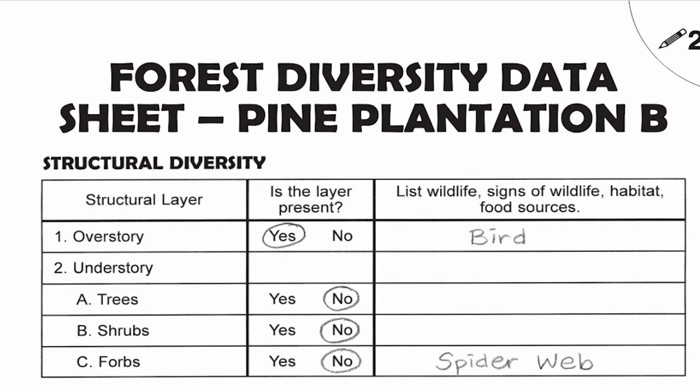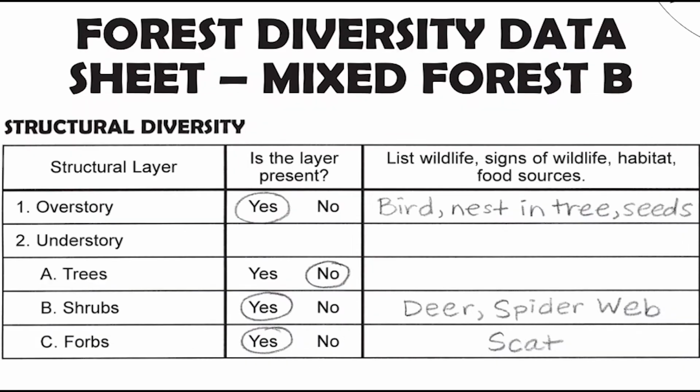The structural diversity data are grouped by the forest layers. First note whether each layer is present, and then explore and record what is observed. Here's the sample pine plantation data from the leaf guide. In this case, there were only 2 observations. Notice there were more layers present and more observations in the mixed forest leaf guide data.